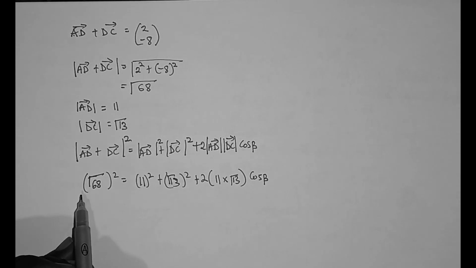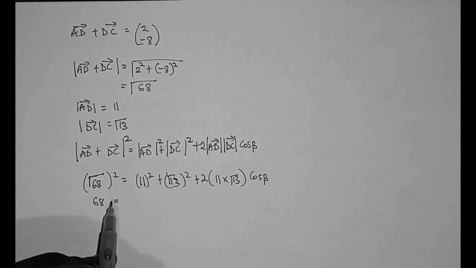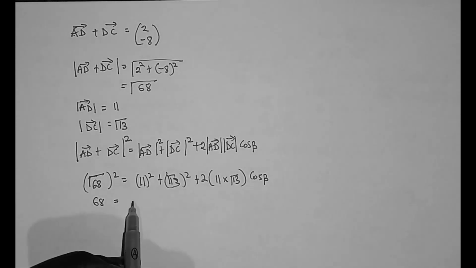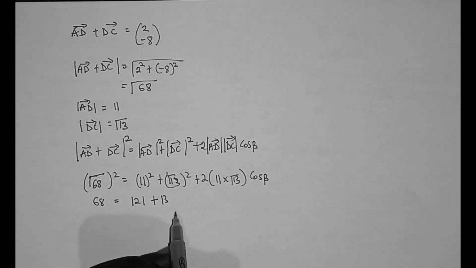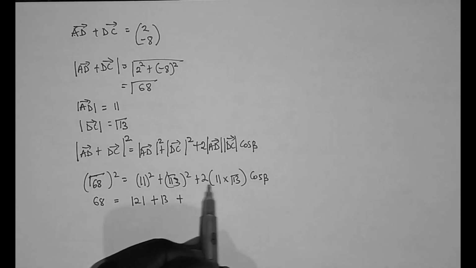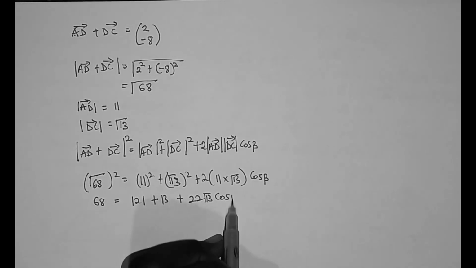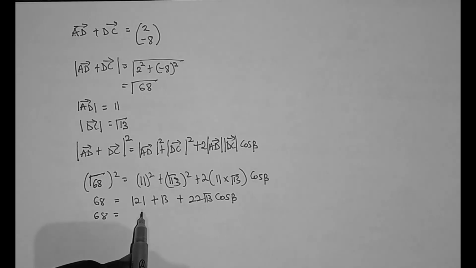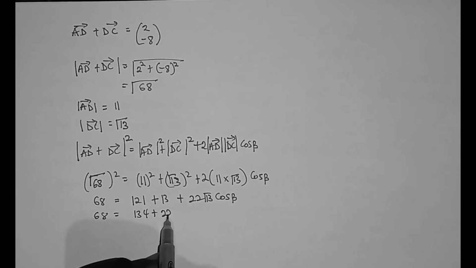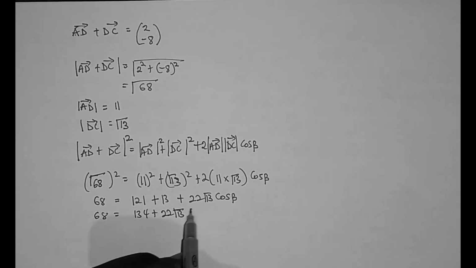So root 68 squared is 68 equals to 11 squared is 121. Then root 13 squared is plus 13. Then plus 11 times 2 is 22 times root 13 is 22 root 13 cos the angle, which is cos beta. So 68 is equal to 121 plus 13 is 134 plus 22 root 13 cos beta.